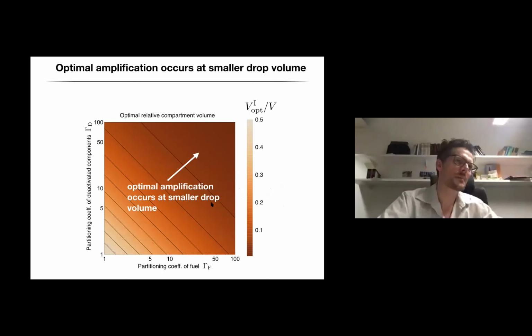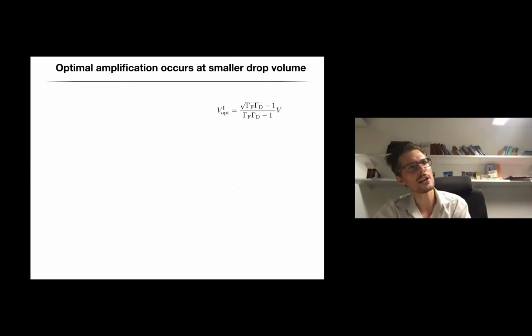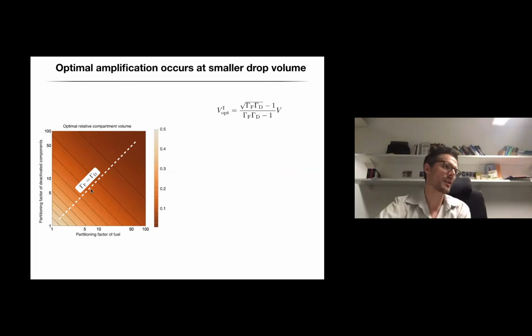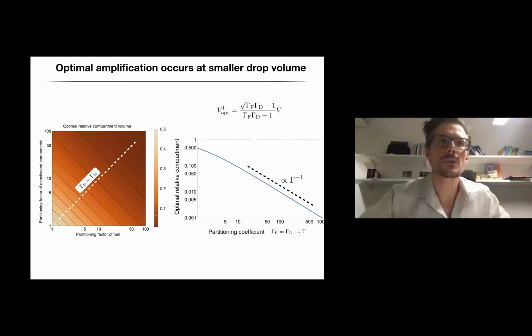So here, that's another plot. That's how the optimal volume changes. I mentioned that if you increase the partitioning, you go to smaller and smaller optimal volumes, and you can actually calculate this. You can calculate analytic expressions for how the optimal volume depends on these partitioning factors. And when you walk along this diagonal line, you can verify how beautiful the scaling relationship is, which you can even calculate, including the offset.